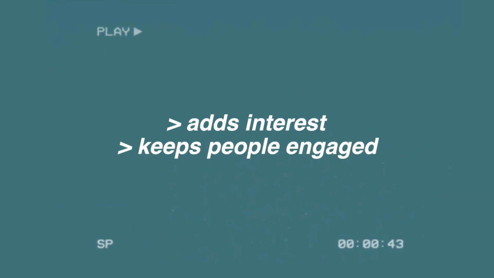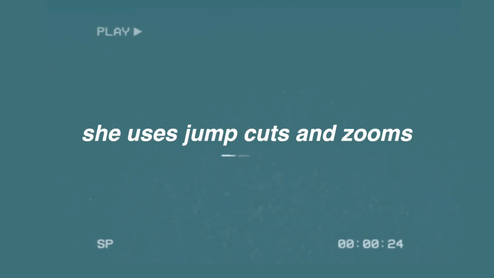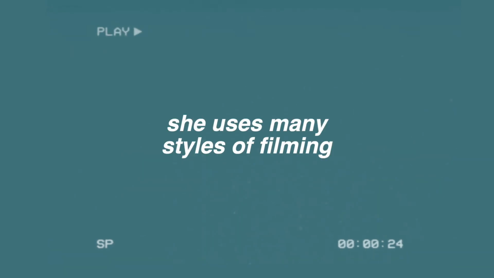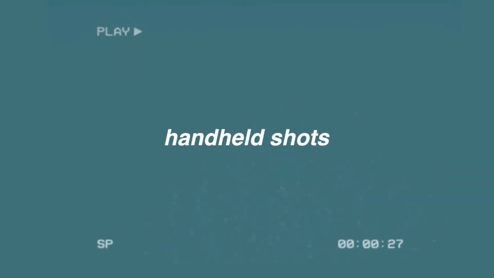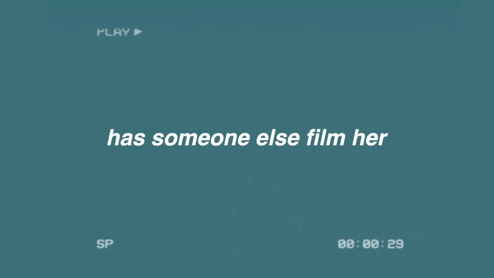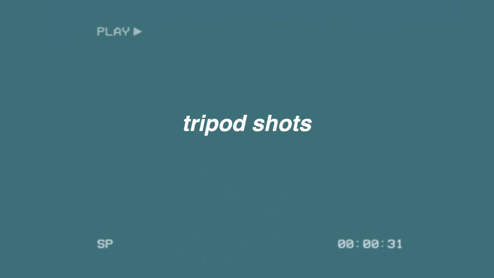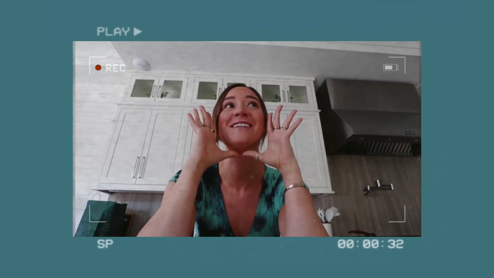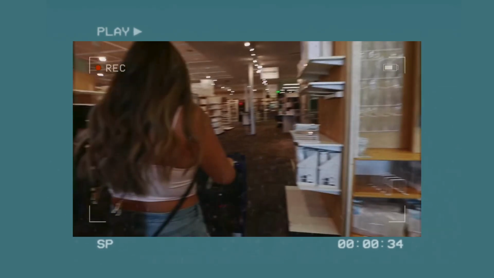keeps people engaged. Alisha also uses a combination of jump cuts and zooms in order to create a sense of urgency in her videos. This gives her videos that quick pace that helps to keep people interested. Finally, Alisha uses many different styles of filming. In her videos, she uses a combination of handheld shots, she has someone else film her like her assistant TK, and tripod shots. Again, this adds a sense of newness to the video since it is a different style of shot and keeps people engaged.